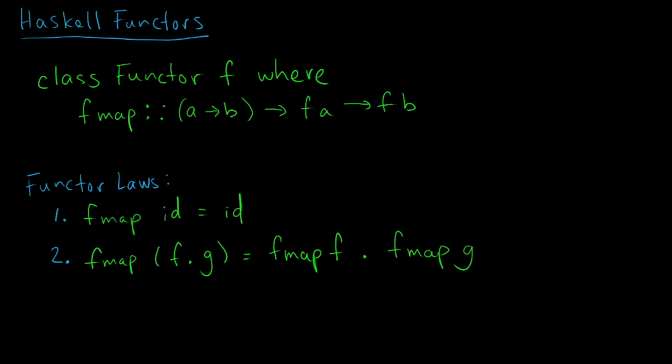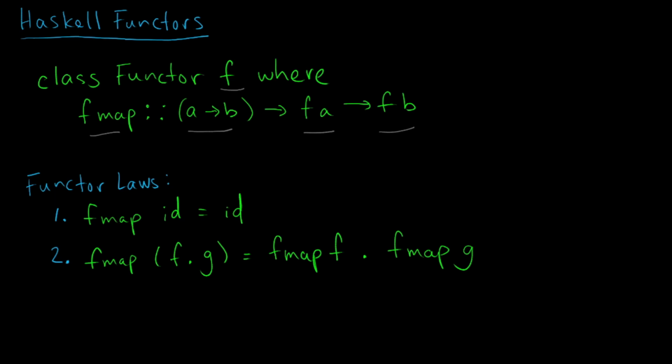So today I want to talk about functors in Haskell. Functors are represented as a type class where a parameterized type f can become an instance of the type class if it provides a method fmap, which, given a function from a to b and an object of type f a, produces an object of type f b.